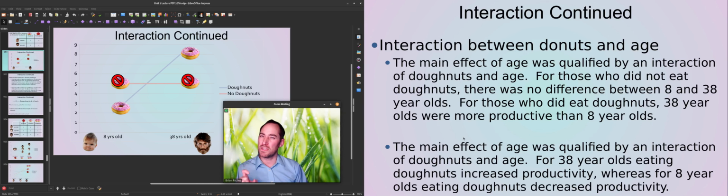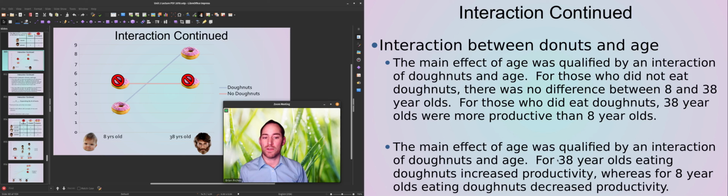It's a really specific way to really spell out what you see in this graph in words. That helps a reader really identify what you are talking about, which one was best, which one was worse, because you might not have this graph actually in your paper. So here's another way to say that. The main effect of age was qualified by an interaction of donuts and age.